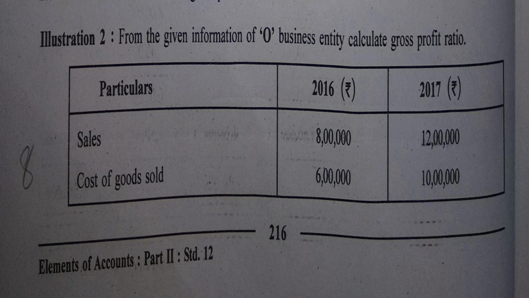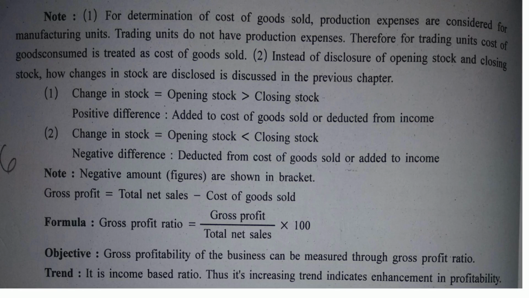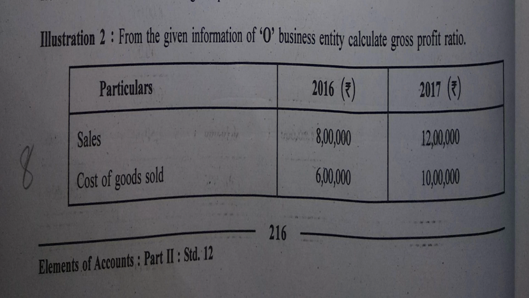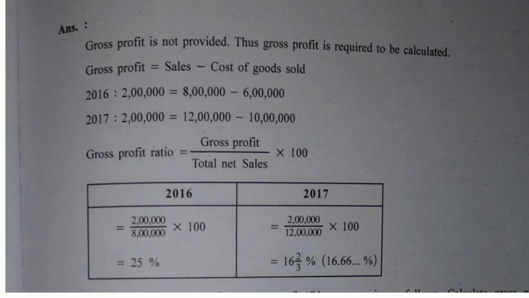And what is the formula for gross profit? We have understood here. Here it is. Gross profit equals sales minus COGS. And in the given sum, we are provided with sales and COGS. So firstly, we'll obtain gross profit, and then we'll obtain gross profit ratio. You can see here. Gross profit is not provided. Thus, gross profit is required to be calculated, which is calculated with the formula sales minus COGS for 2016, 2017.